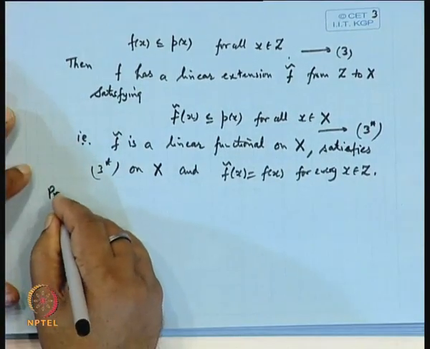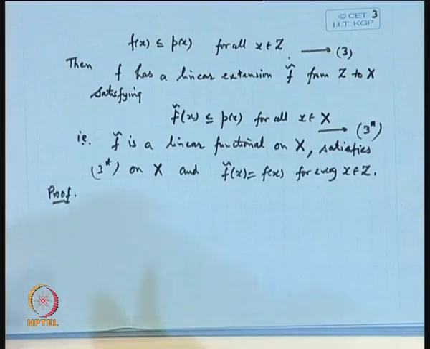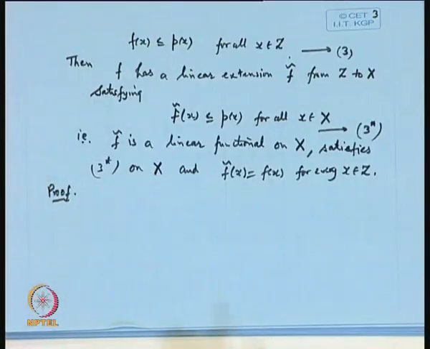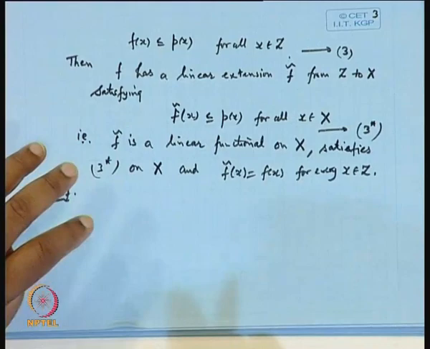Now, we will prove this theorem in 3 steps. In the first step, we will consider a class E of the set of all linear extensions of F satisfying the condition of majorization. Then we will see that a suitable partial order can be introduced, which will convert this set E into a partially ordered set. Then by applying Zorn's lemma, we can get a maximal element. And we will see that this maximal element behaves as our desired function, that is, it will be linear on the entire X and majorized by P(x).